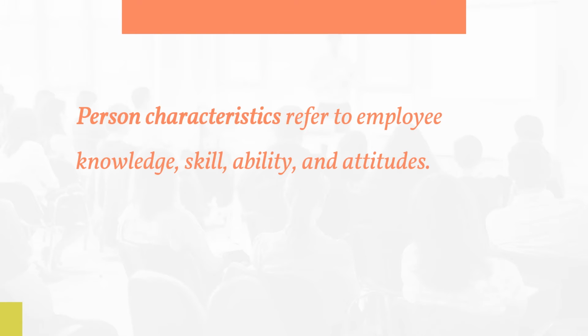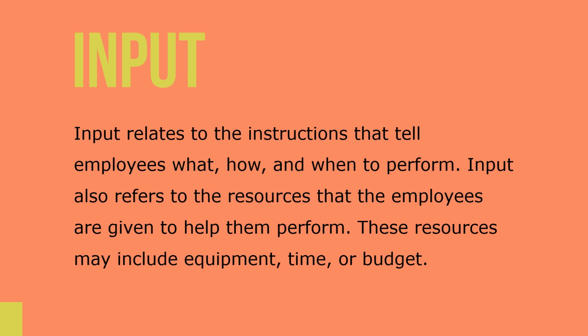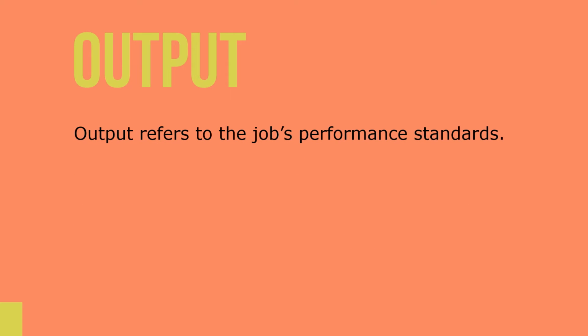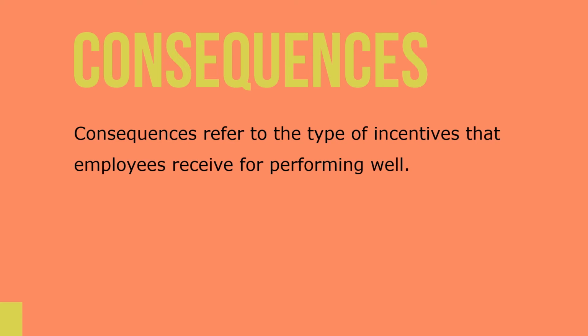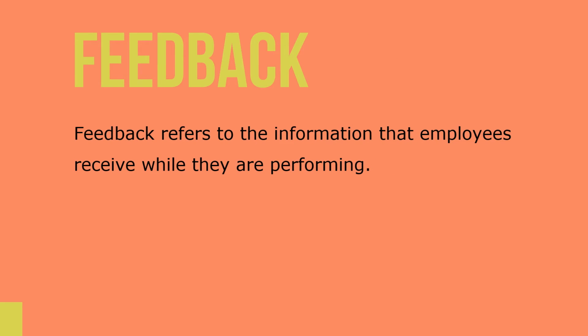Person characteristics refer to employee knowledge, skill, ability, and attitudes. Input relates to the instructions that tell employees what, how, or when to perform. Input also refers to the resources that the employees are given to help them perform. These resources may include equipment, time, or budget. Output refers to the job performance standards. Consequences refer to the type of incentives that employees will receive for performing well. Feedback refers to the information that employees receive while they're performing.